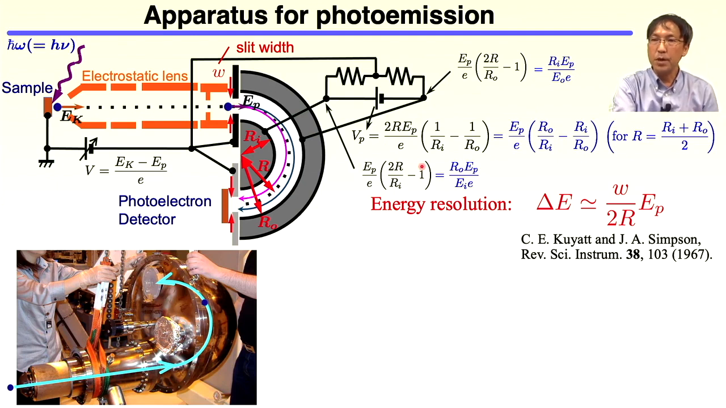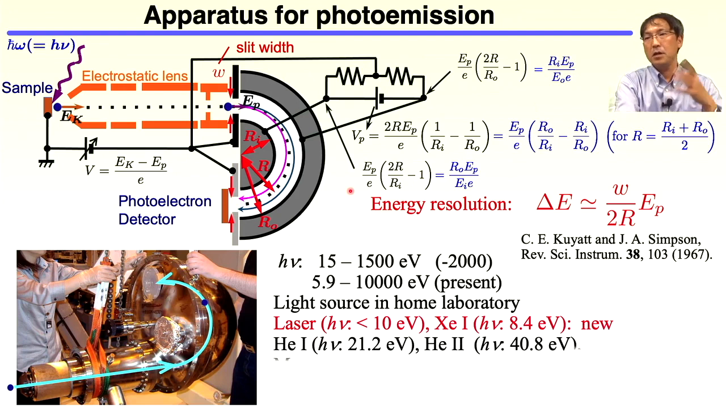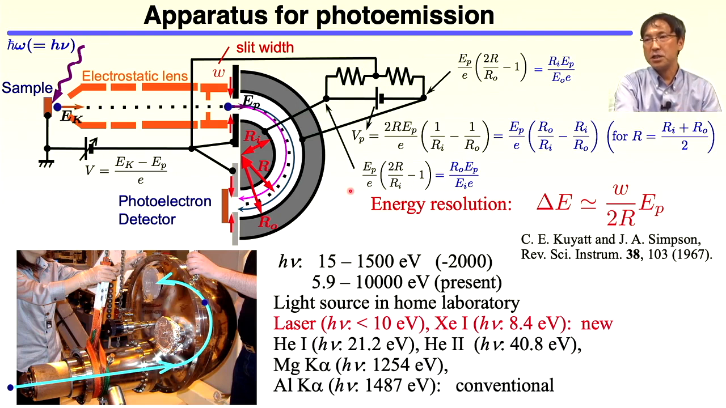In order to measure the photoemission spectra, we need monochromatic high-energy light. In the last century, the photon energy range was about from 15 eV to 1.5 keV. The latter energy is near the photon energy of the aluminum K-alpha X-ray.